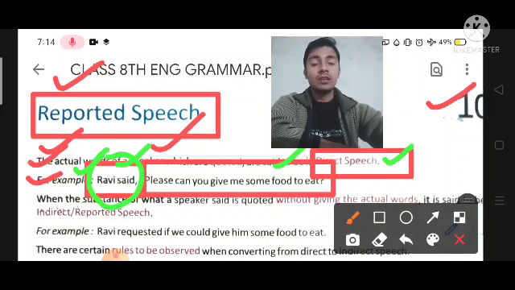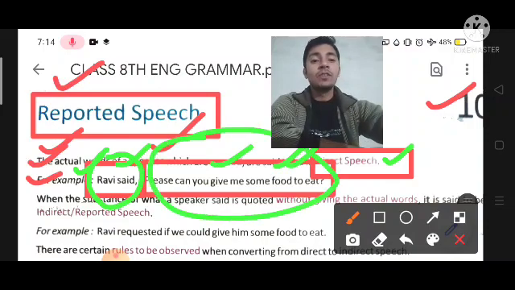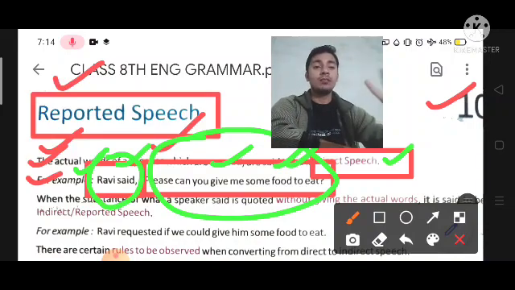And the second part that you have is called reported speech. So this part over here, because this is the statement that is reported, this is the report, this is the news that is reported by Rabi. So what is Rabi reporting? प्लीज कैन यू गिव मी सम फूड टू इट? क्या आप मुझे खाने के लिए कुछ फूड दे सकते हो? प्लीज कैन यू गिव मी some food to eat? This is the statement, this is the report that is reported. So because this is the statement that is reported, in this way this part is called reported speech.